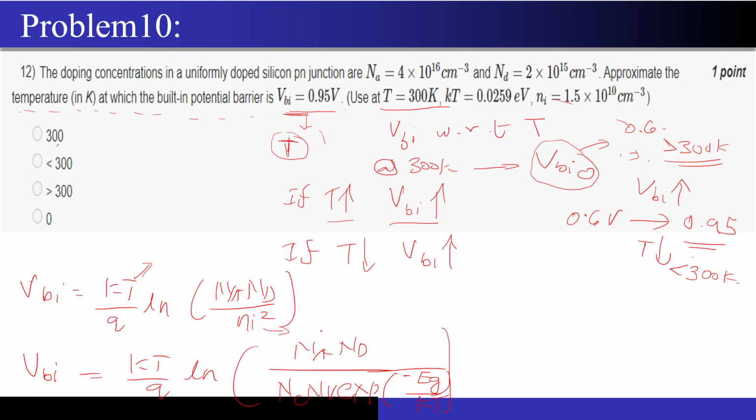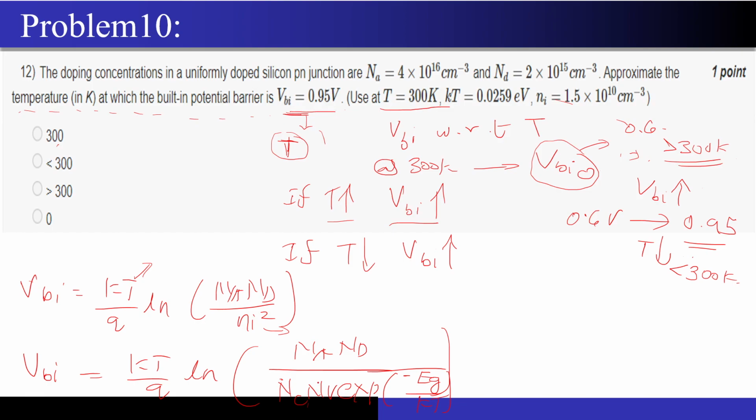Now I have to take the log, so I will be separating the numerator and denominator in the log. So now VBI is what? Your kT by q ln of NaNd, minus kT by q. So what I will be doing, in the denominator itself I have these two terms. One is the product of Nc and Nv and another is the exponential. So both of them, if I take on the numerator, see, ln of A upon BC is what? Your ln A minus ln B minus ln C. This is the exact same thing that I am doing over here.